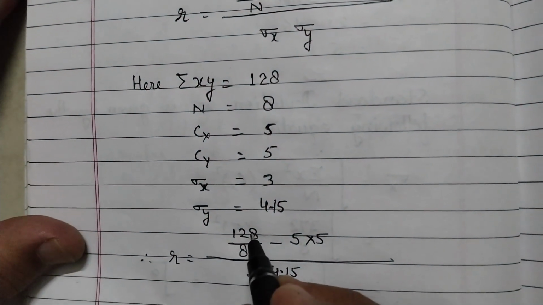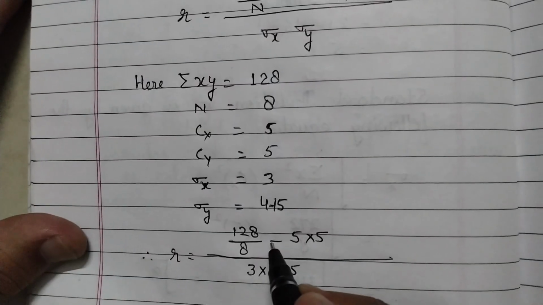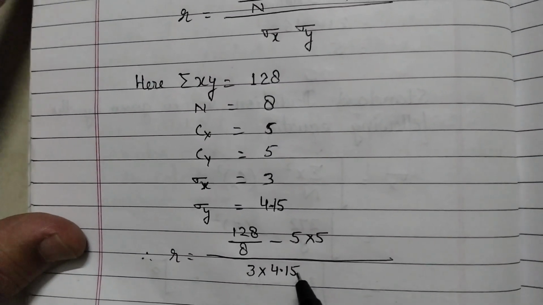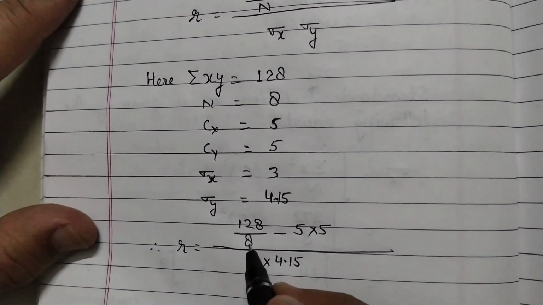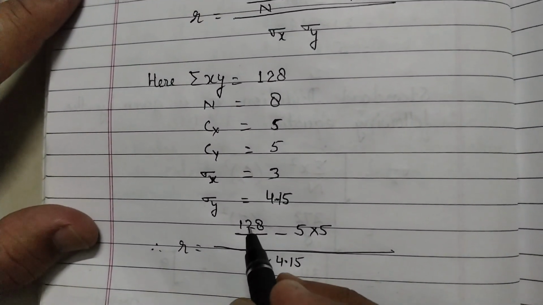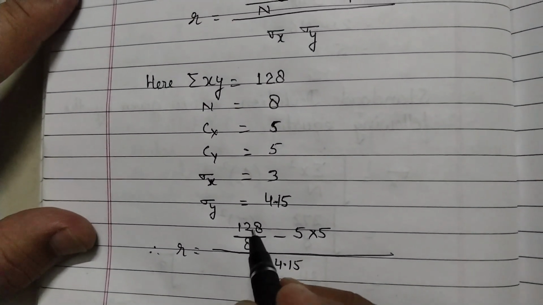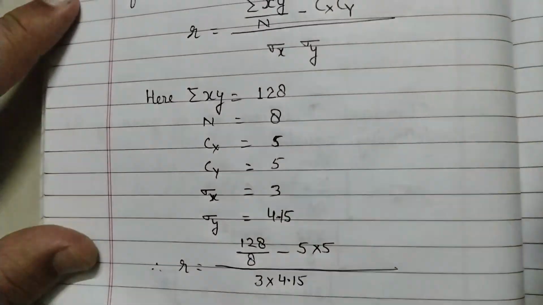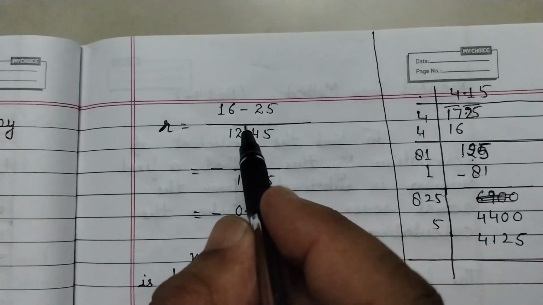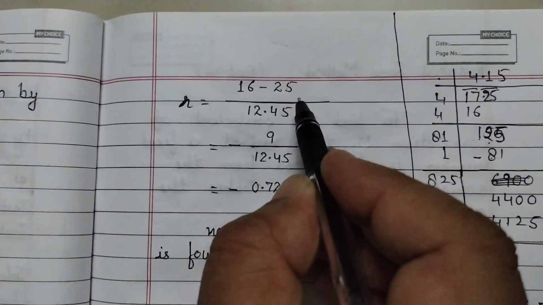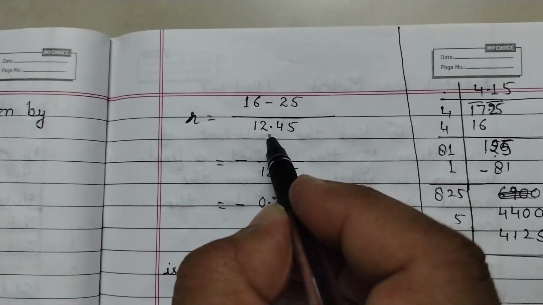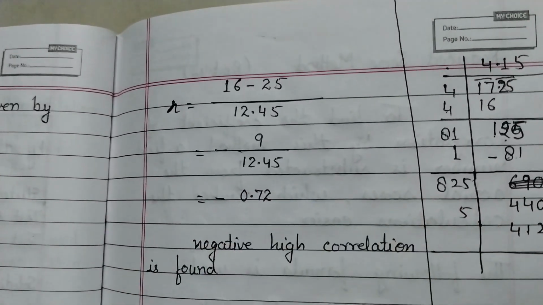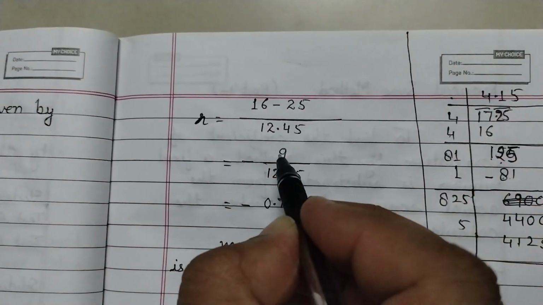to 128 upon 8 minus 5 into 5, divided by 3 into 4.15. So cancelling here, 8 ones are 8 and remainder is 4. So 8 6s are 48. So 128 divided by 8 is equal to 16. And 5 multiplied by 5 is 25. And 3 multiplied by 4.15 is 12.45. Now 16 minus 25 is minus 9.